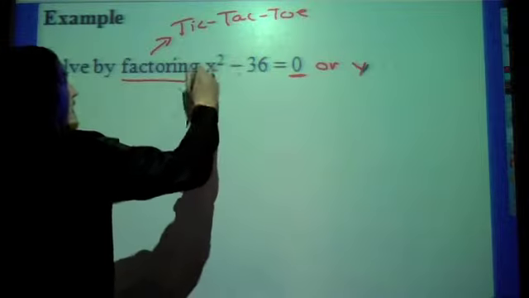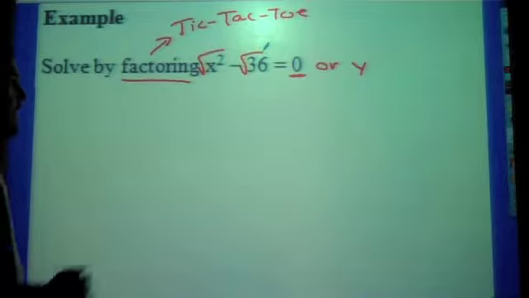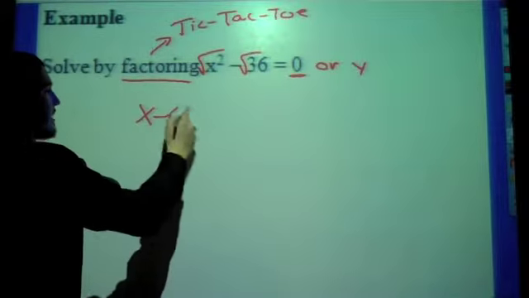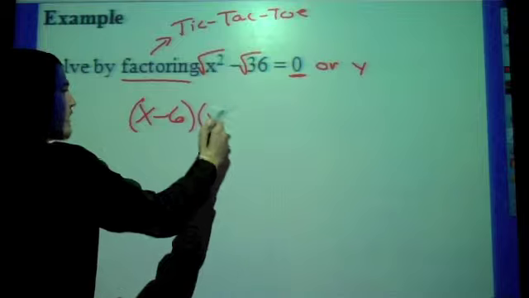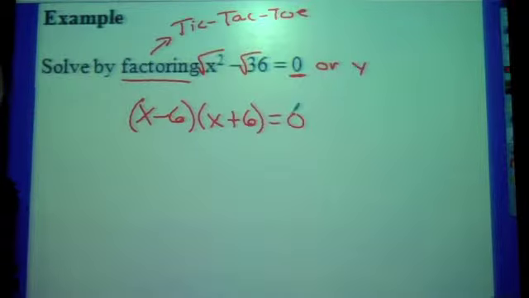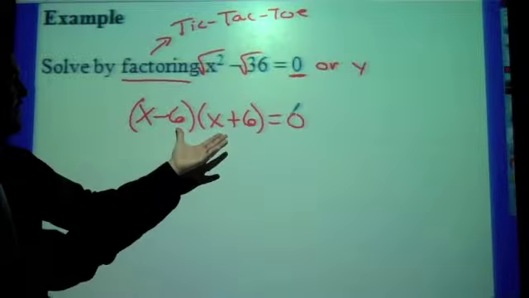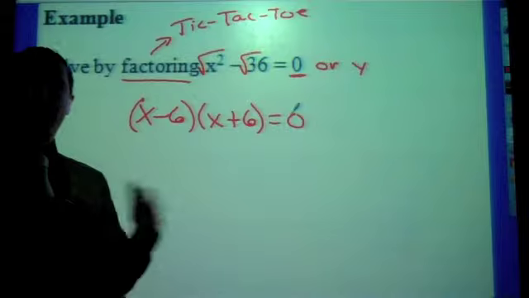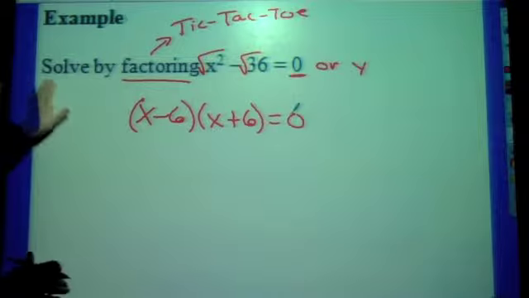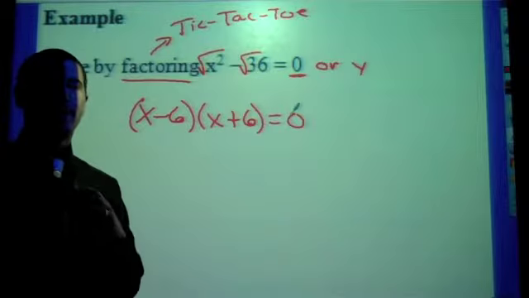Since I recognize this as a difference of squares, I'm going to take the square root of the first one, take the square root of the second one, and that's going to give me x minus 6 and x plus 6 equals 0. When we did tic-tac-toe the first time, this is where we stopped the problem. We factored it into two binomials, and then that was the end of the problem. But today we need to solve by factoring, which means we need to come up with an answer. What does x actually equal?